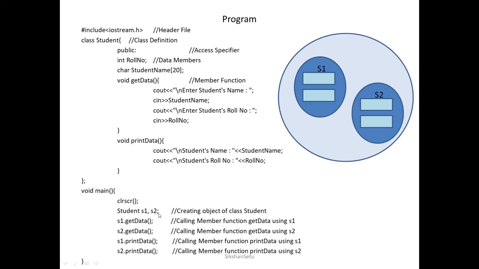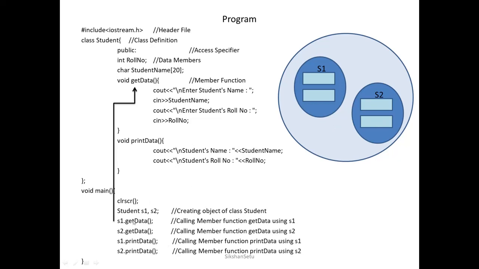Once this line is executed, in memory this particular block will be generated, one for S1, one for S2. In S1 there are two boxes. Why two boxes? Because of student name and roll number. In S2 also, student name and roll number.